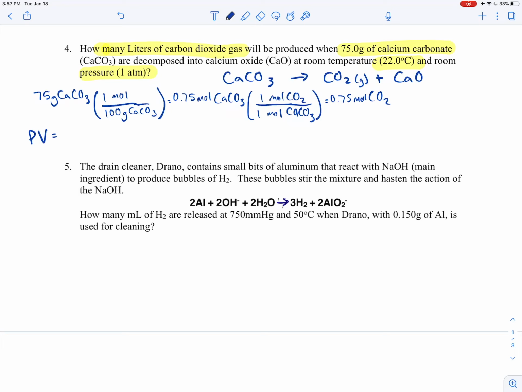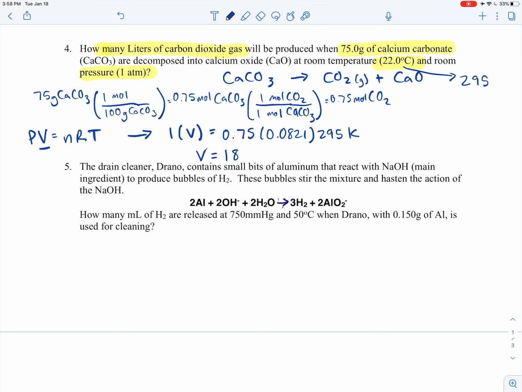And then the next step in this kind of problem is we want to use the ideal gas law, and we're trying to solve for volume here. So I'm going to plug in the numbers that I have. Pressure is 1 atmosphere. I don't know the volume. I just figured out how many moles of gas I have, so it's 0.75. R is always this number. And then the temperature, we can convert that to Kelvin, and that's 295 Kelvin. Now I can solve for volume, and I get about 18 liters.